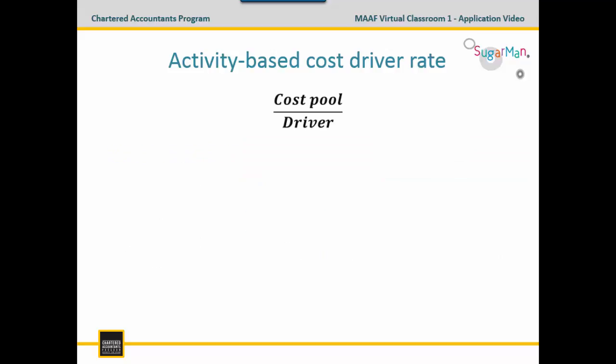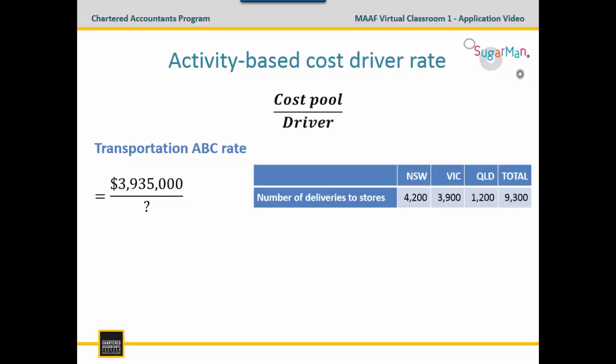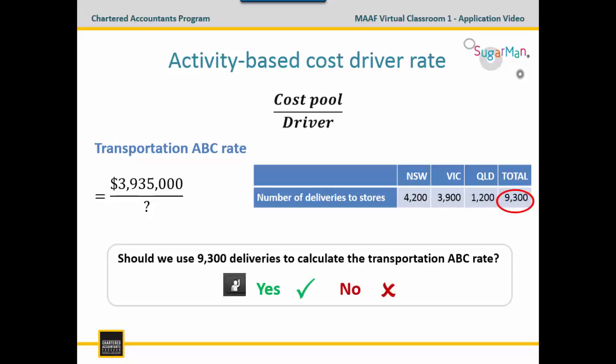Now, let's look at the transportation activity cost driver rate. Following the same methodology as we did to determine the warehousing activity cost driver rate, we take the amount of the cost pool and then divide it by the driver. In this instance, we identify the driver as being the number of deliveries to stores. Should we use a total 9,300 deliveries to calculate the transportation ABC rate? The answer here is no.